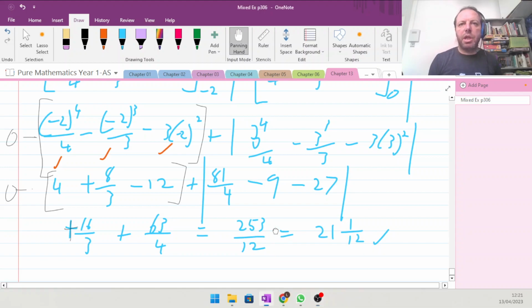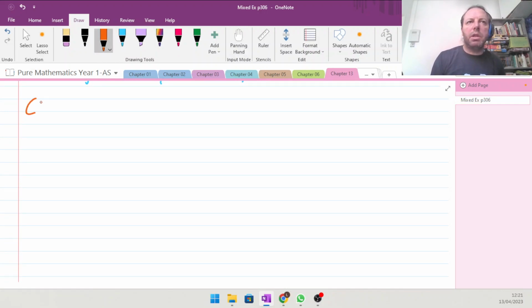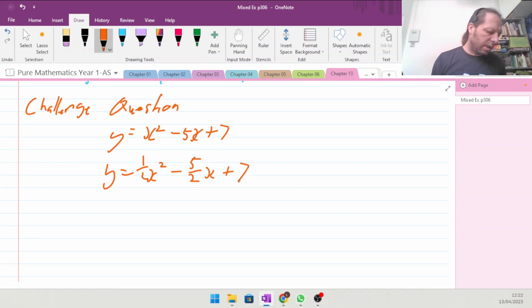Okay, let's finish this chapter 13 off with the challenge question. Right then, so we've got a curve with y equals x squared minus 5x plus 7, and we also have a curve which is y equals a half x squared minus 5 over 2x plus 7. It's a shaded region bound, find the exact value.